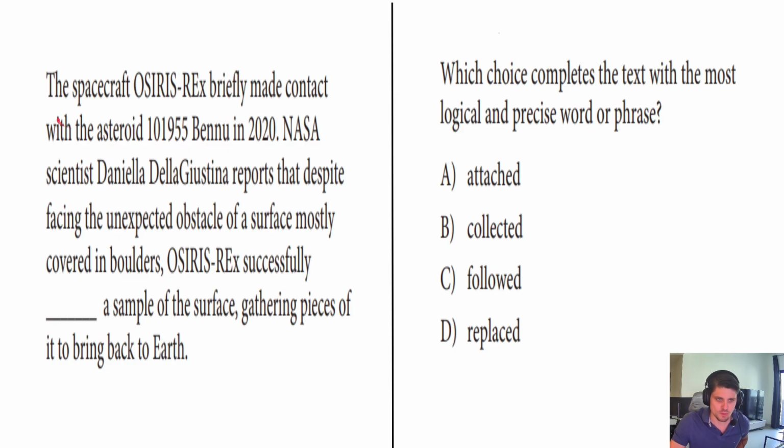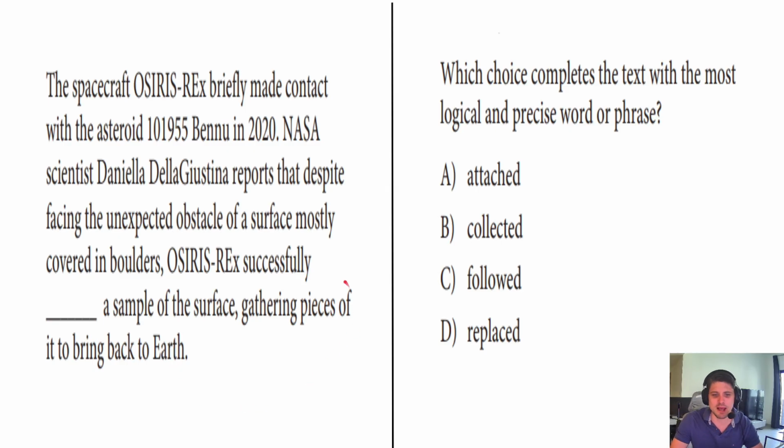Let's get to it. The spacecraft OSIRIS-REx briefly made contact with the asteroid blah blah blah blah blah in 2020. NASA scientist blah blah blah blah blah reports that despite facing the unexpected obstacle of a surface mostly covered in boulders, OSIRIS-REx successfully blank a sample of the surface, gathering pieces of it to bring back to Earth.